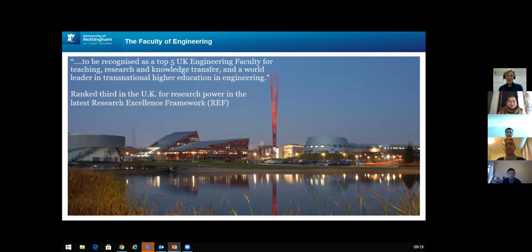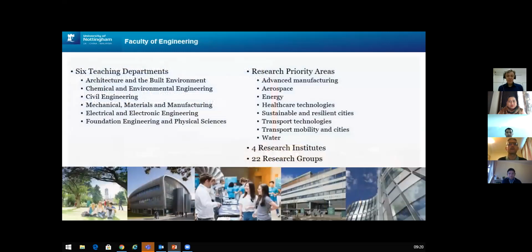This is a second of our campuses in Nottingham. It's our Jubilee campus, which is about a kilometre or so from the University Park that I showed you a moment ago. Within the Faculty of Engineering, we've got 6 teaching departments, but we're talking mainly about research today. We've got research priority areas that span everything from advanced manufacturing and aerospace through to transport technology, sustainable and resilient cities, and the water industry. We've got 4 major research institutes and 22 research groups in the faculty.